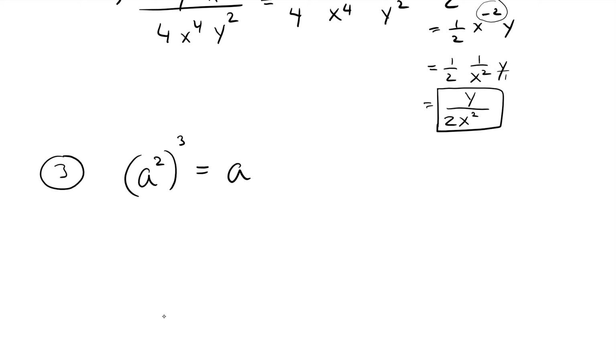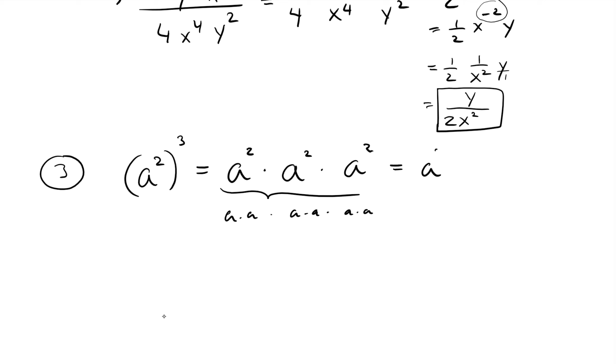Well, if I look at this carefully, this is a squared repeated 3 times, right? Multiplied 3 times by itself according to our definition. Now, how many copies of a are there? Well, there are 2 here, 2 here, and 2 here. Overall, there are 6 of them. 6 as in 2 times 3, right? So I can see that these 2 exponents that I have here can be multiplied in order to get my final answer, 6.